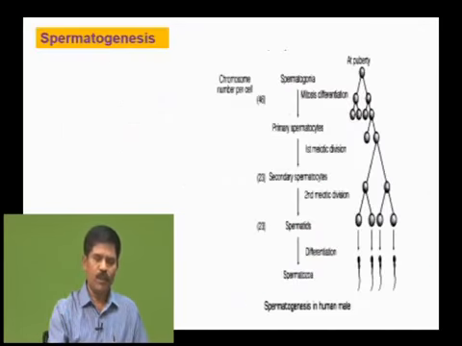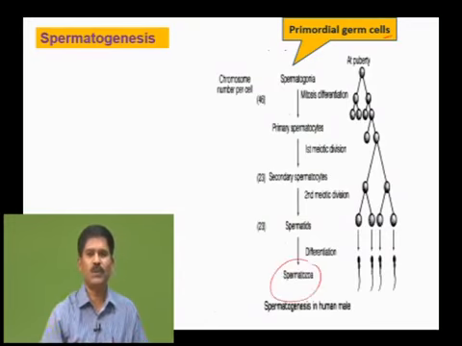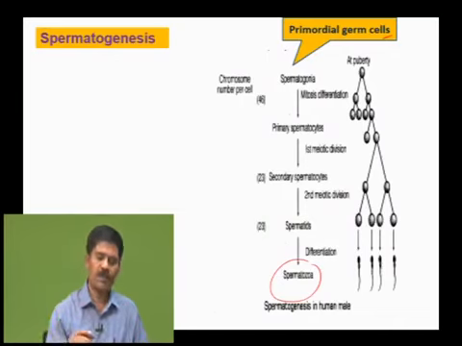Coming to the very important aspects of male reproductive system, that is spermatogenesis. Spermatogenesis is the process of formation of sperms. You know that sperms are formed from primordial germ cells present in the testis, particularly seminiferous tubules itself, where spermatogenesis takes place. Primordial germ cells, before they transform into spermatozoa or sperms, pass through 3 different phases.